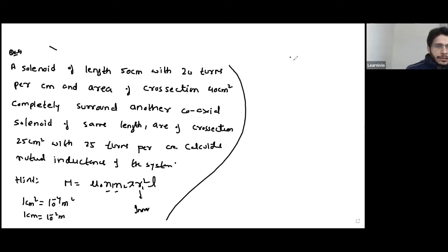See here, the expression of M is mu naught N1 N2 pi R1 square L. So your N1 is this. Yes, it's compulsory to substitute the value of mu naught. Your N1 is 25. N2 is 25 per centimeter. You have to convert this into meter.